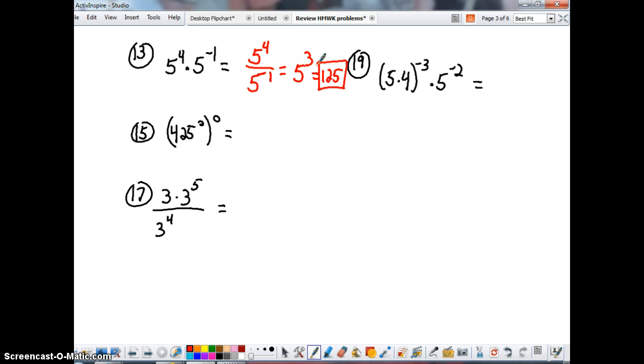Number 15, anything to the 0 power is 1. Not much more I'm going to say. Anything to the 0 power is 1.